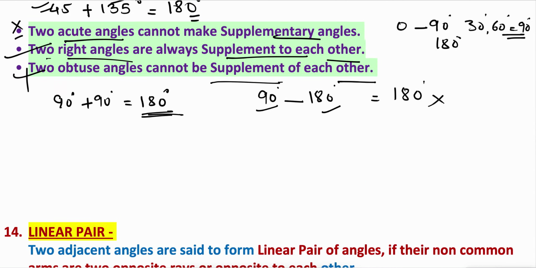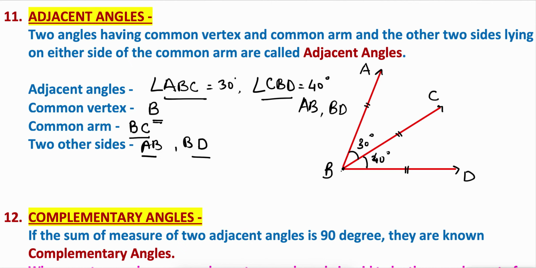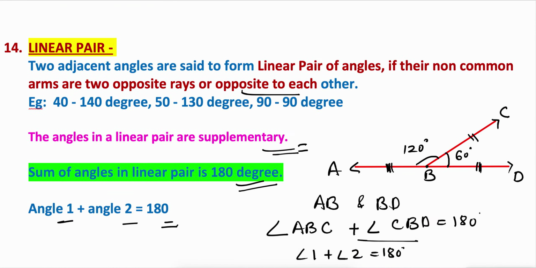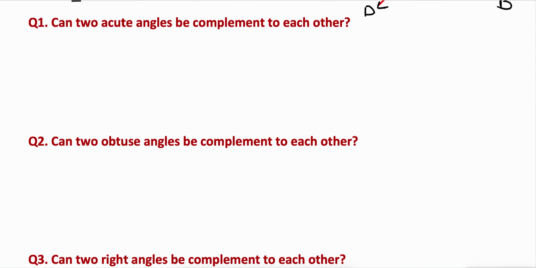So here we have seen what is an adjacent angle, what is a complementary angle, what is a supplementary angle, then linear pair and vertically opposite angles. Now let's see some very important questions which are asked in exams on the above topics.